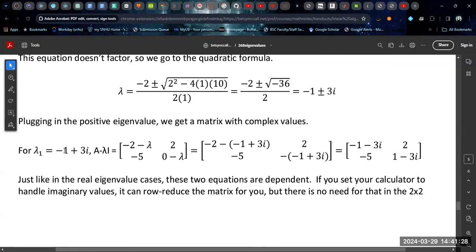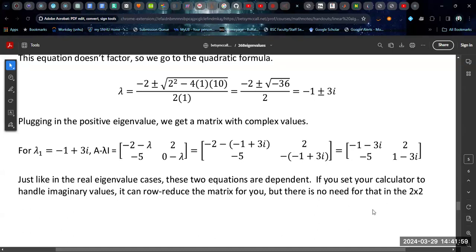Now, again, you can pick either the positive or negative version. It doesn't really matter. But I'll pick the positive version for lambda 1, and I'll plug that into my A minus lambda I matrix. Again, don't forget to distribute your minus signs. And so -2 minus the quantity minus 1 plus 3i gives me minus 1 minus 3i. And then in the bottom here, it's just flip all the signs, 1 minus 3i.